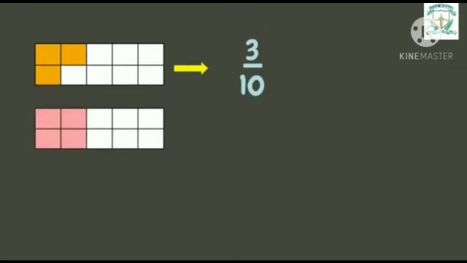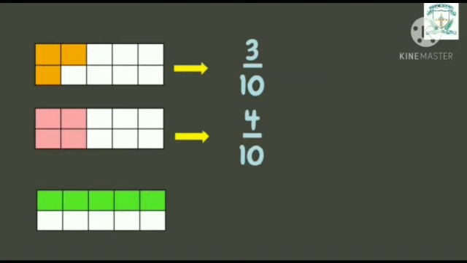Next we have 4 colored squares out of 10. In fraction, it is 4 by 10. Finally, we have 5 colored squares out of 10. In fraction, we write this as 5 by 10.